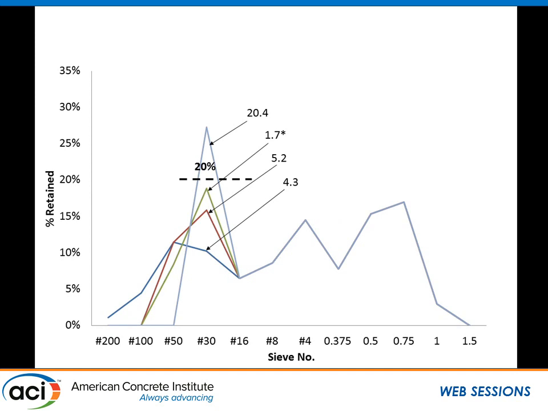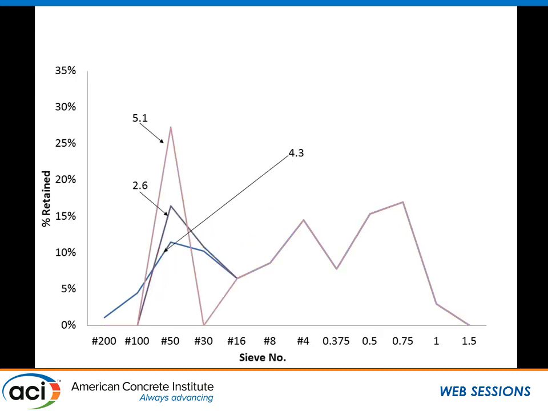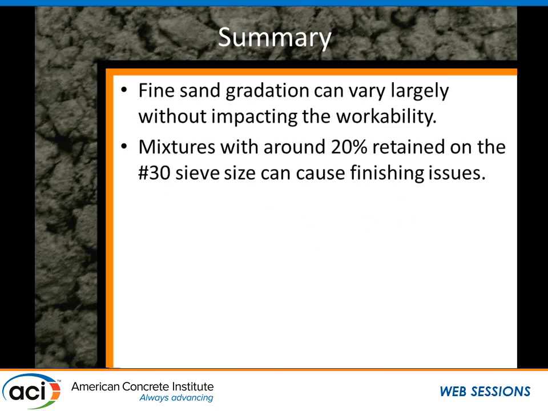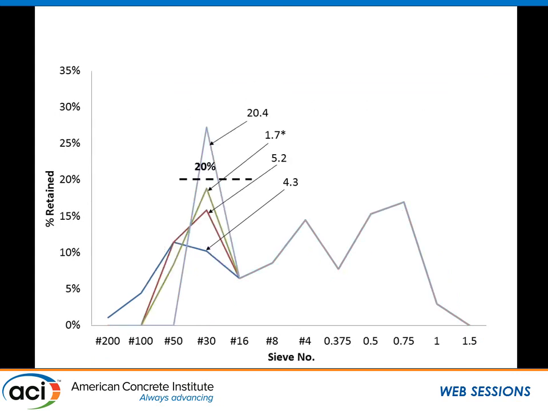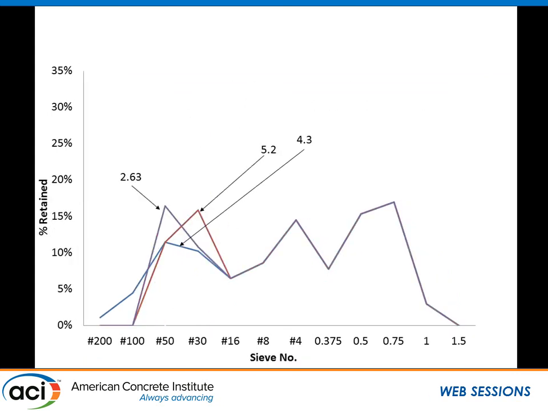Again, we start to get some actual surface finishing issues here. Okay, we can ramp these things up here as well. Fine sand gradation can vary largely. And the point of all these is, look at all these numbers. They're not that far different from one another. As long as you stay in this range, they're not that far different.